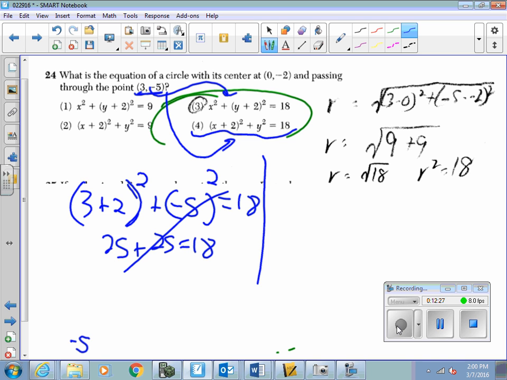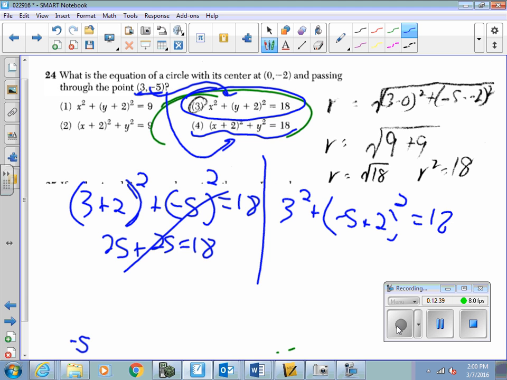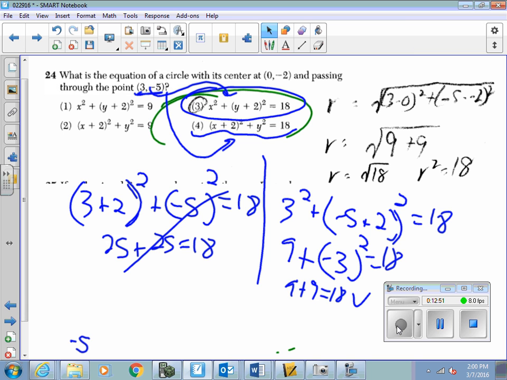All right, now let's try the other equation. We're going to plug in 3 for x, so now I'm trying this one. So 3 squared plus negative 5 plus 2 squared is equal to 18. And that's going to be 9 plus negative 3 squared is equal to 18. And that gives me 9 plus 9 is equal to 18. And that is correct.